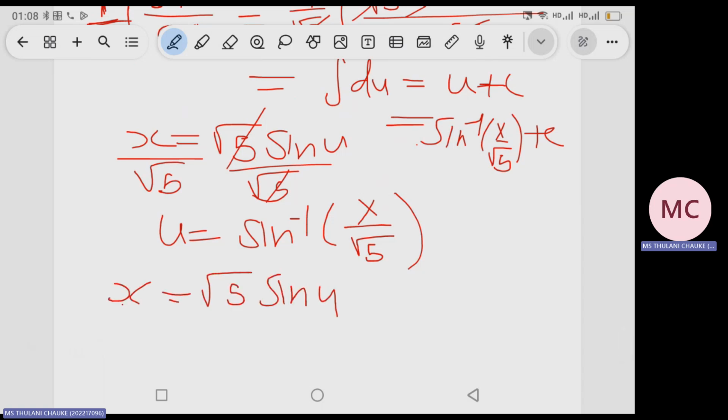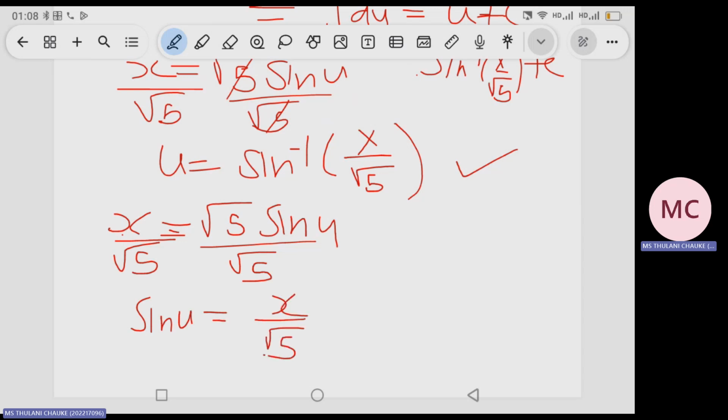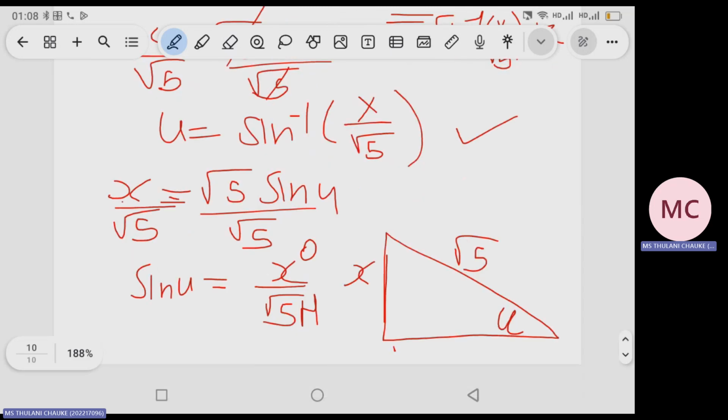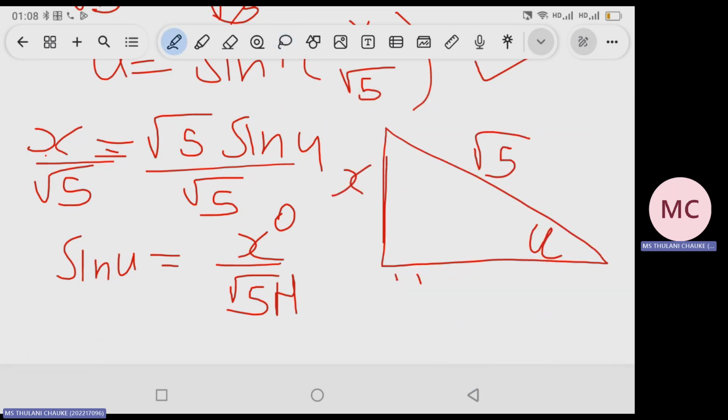Another way you could have done this, from the fact that x is equal to the root of 5 sine u: you can say I'm dividing both sides by root 5, then I have sine u being equal to x over root 5, and then you sketch a triangle. So you'll have u, then x as the opposite, root 5 as the hypotenuse. Then the bottom part will just be the root of 5 minus x squared.